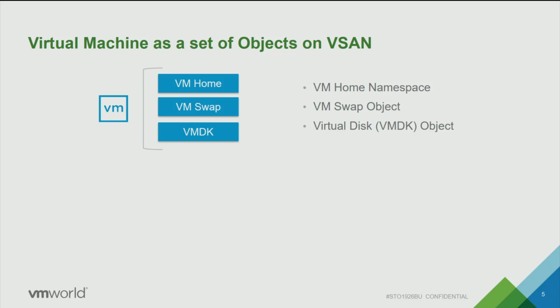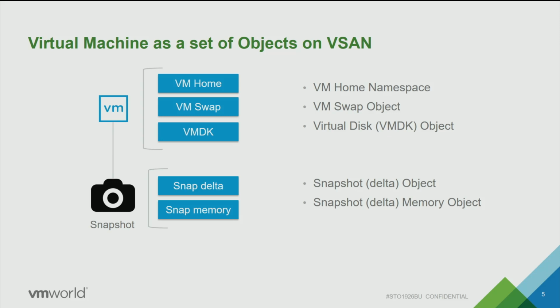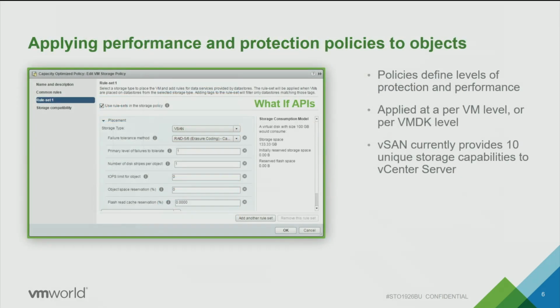And you know exactly what the current state of something is. Also, snapshots and snapshots of memory, those inherit the policies. They're separate objects, but they'll inherit the same policy as the base VMDK. So that way you've got a consistency there. So what does this policy framework look like? This is an example of storage-based policy management.